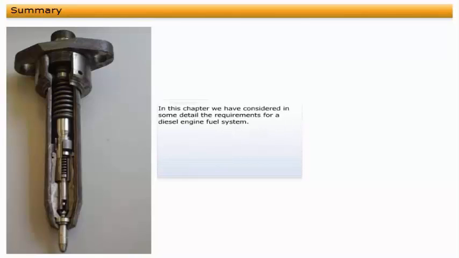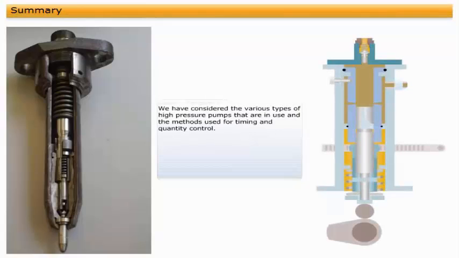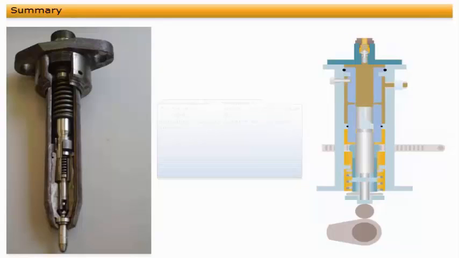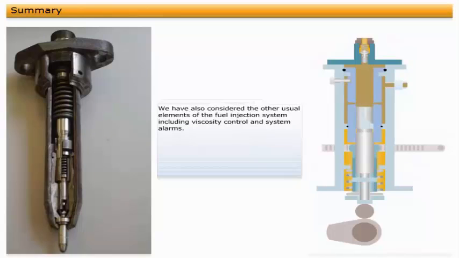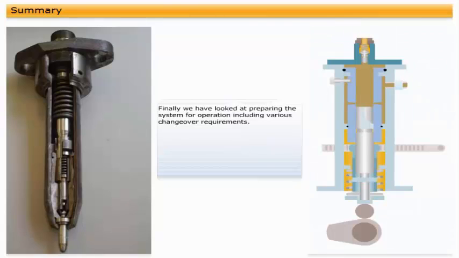In this chapter, we have considered in some detail the requirements for a diesel engine fuel system. We have considered the various types of high-pressure pumps that are in use and the methods used for timing and quantity control. We have considered the standard fuel injection valve and looked at some variations, such as those with recirculation. We have also considered the other usual elements of the fuel injection system, including viscosity control and system alarms. Finally, we have looked at preparing the system for operation, including various changeover requirements. Try the questions in the following self-test to check your understanding so far.